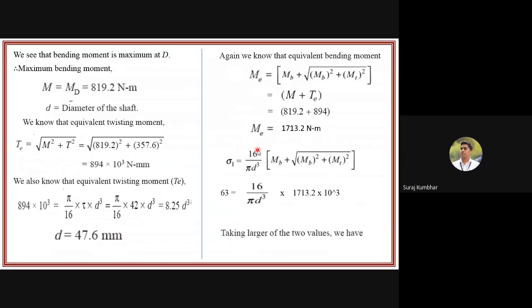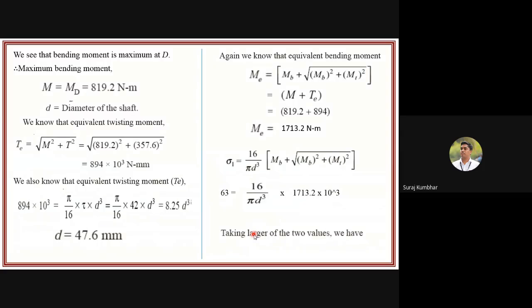Okay, now your next formula, that is sigma1 equals 16 upon pi d cube, that is the stress value. Sigma1 is nothing but the normal stress value and it is already given in the problem statement. Which is based on the bending moment formula, that is the principal stress theory formula. 16 upon pi d cube into Me. This formula is nothing but the equivalent bending moment. So I will put all the values, the normal stress value they have given you, 63. Now I will put all the values, that is Me equivalent, here I will put 1713.2 into 10 raised to 3. Just find out the diameter value now.